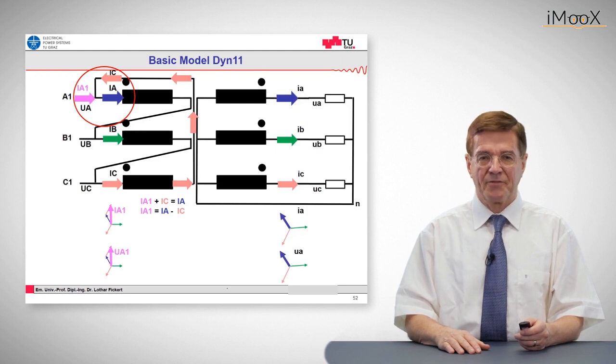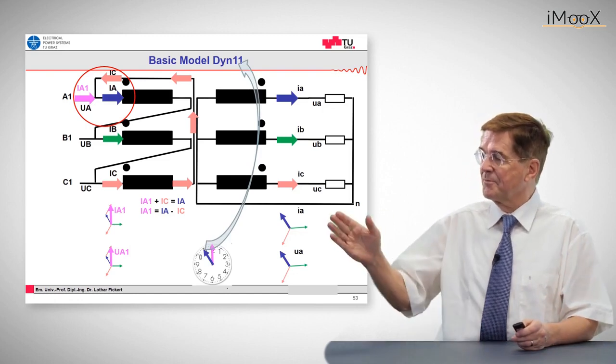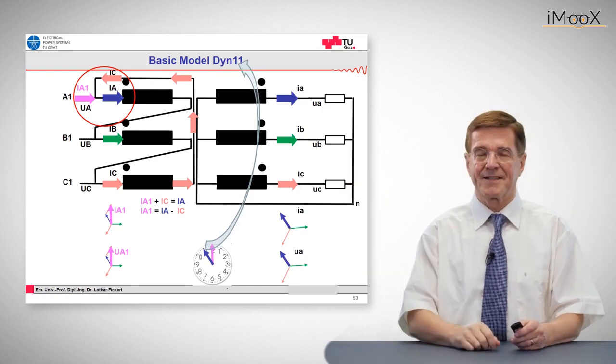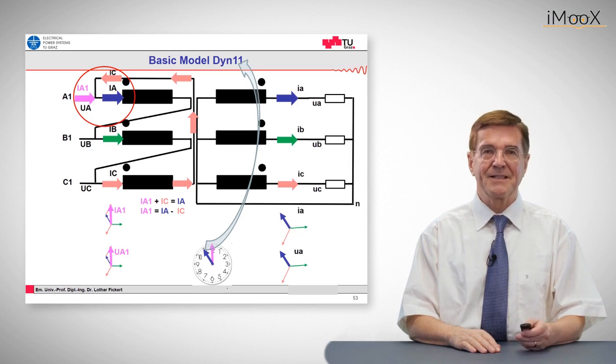The same happens to the voltages, and this is the reason why we give this type of transformer the vector group 11. Why is it 11? The primary side is 12 and the secondary side is on 11 o'clock. That means 30 degrees counterclockwise.